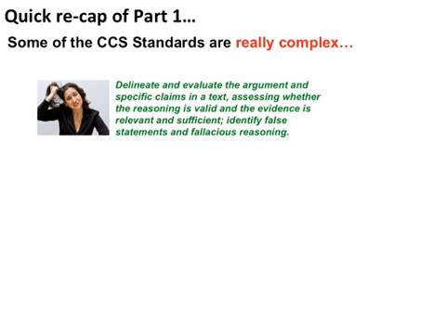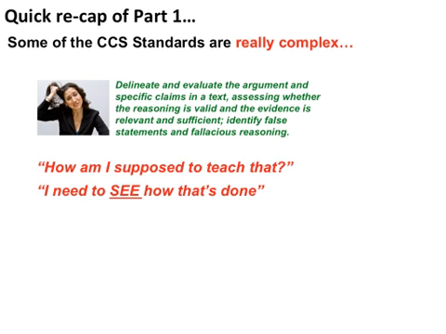Just as a quick recap of some of the key ideas that we discussed in part 1, first of all, some of those Common Core standards get really complex, particularly as you move up in the grade levels. So for an example, delineate and evaluate the argument and specific claims in a text, assessing whether the reasoning is valid and the evidence is relevant and sufficient, identifies false statements and fallacious reasoning. So a common statement you hear from teachers when they see a standard like this is, okay, so how am I supposed to teach that? Or I really need to see how that's done. Well, the visual tools we're talking about here is really how to see just how that's done.